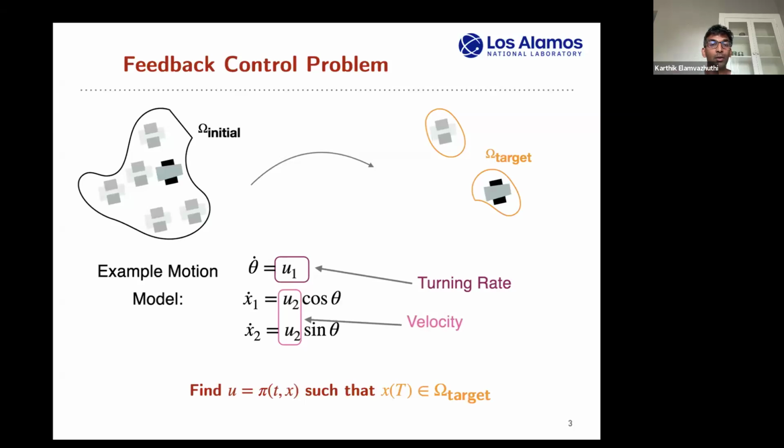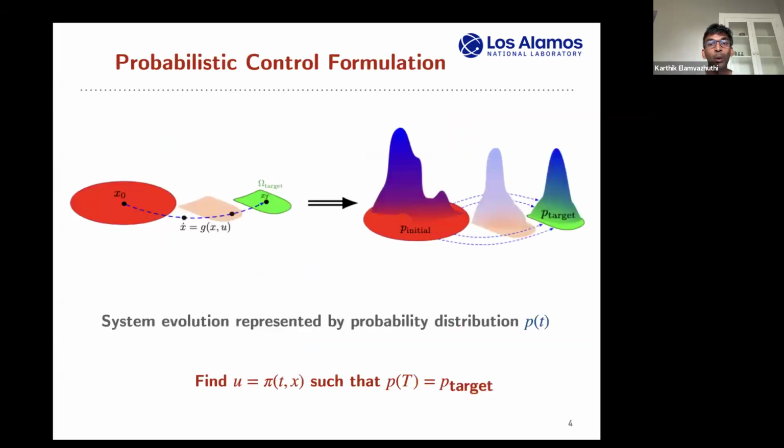Now, there are several methods to solve this problem in control theory, but one of the distinctions in my work is to view this from a different point of view. So instead of controlling a set of initial conditions to a target set, we frame this in terms of probability densities. So what if, instead of describing the position of a particle in terms of a set, we described it in terms of a probability?